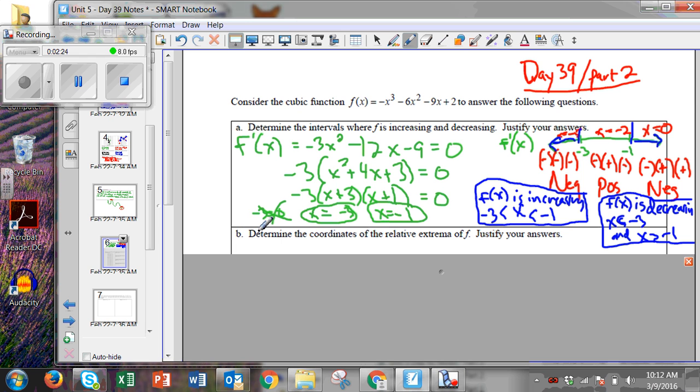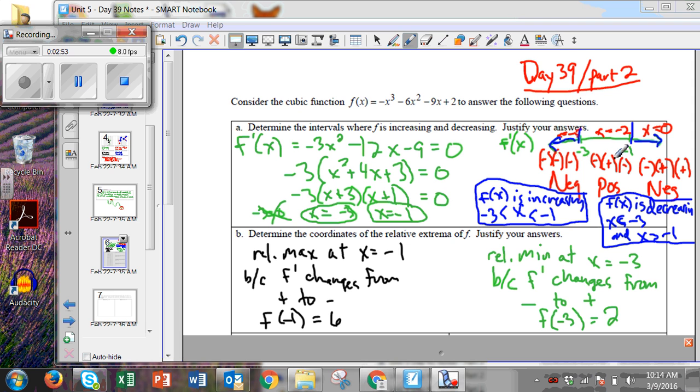Okay, next, determine the coordinates of the relative extrema. Justify your answer. So first of all, I have to find where the min and max go. Negative means it's decreasing, then increasing, so this is going to be a relative min. And then I know at negative 1 it's positive, then negative, which means increasing, then decreasing, so that's going to be a relative max. And then to find the coordinates, I just have to substitute those back into the original function.